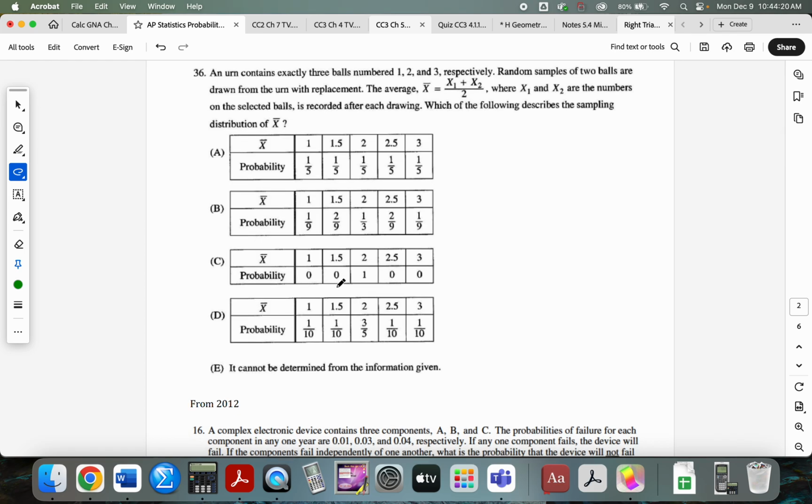All right, so here, an urn contains exactly 3 balls numbered 1, 2, and 3 respectively. Random samples of 2 balls are drawn from the urn with replacement. Important idea that it's with replacement. The average, x bar, which is (x1 plus x2) over 2, where x1 and x2 are the numbers on the selected balls, is recorded after each drawing. Which of the following describes the sampling distribution of x bar?